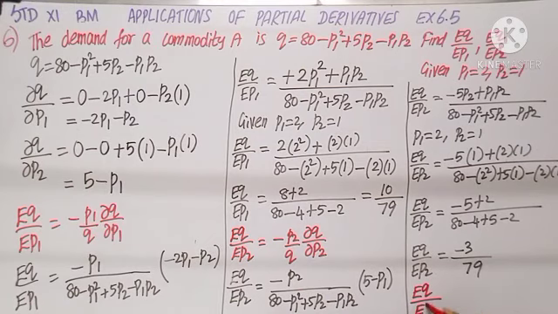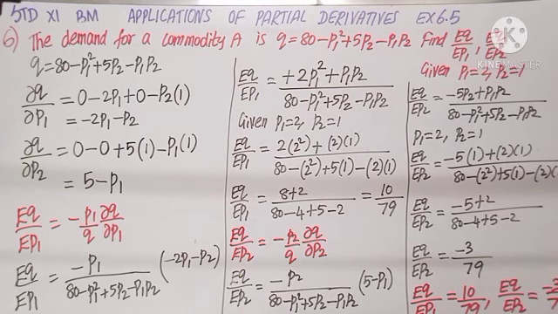Let us write down the answer. EQ by EP1 is 10 by 79. EQ by EP2 is minus 3 by 79.